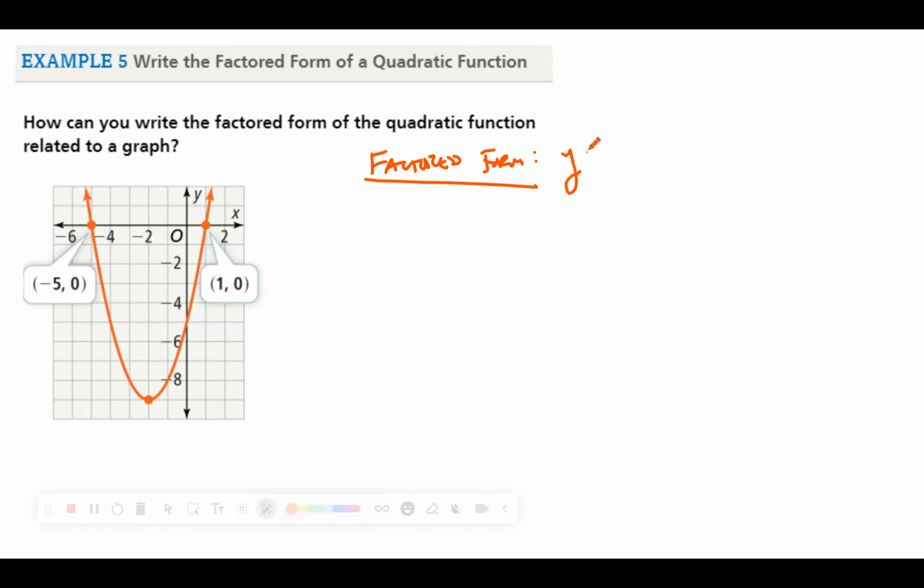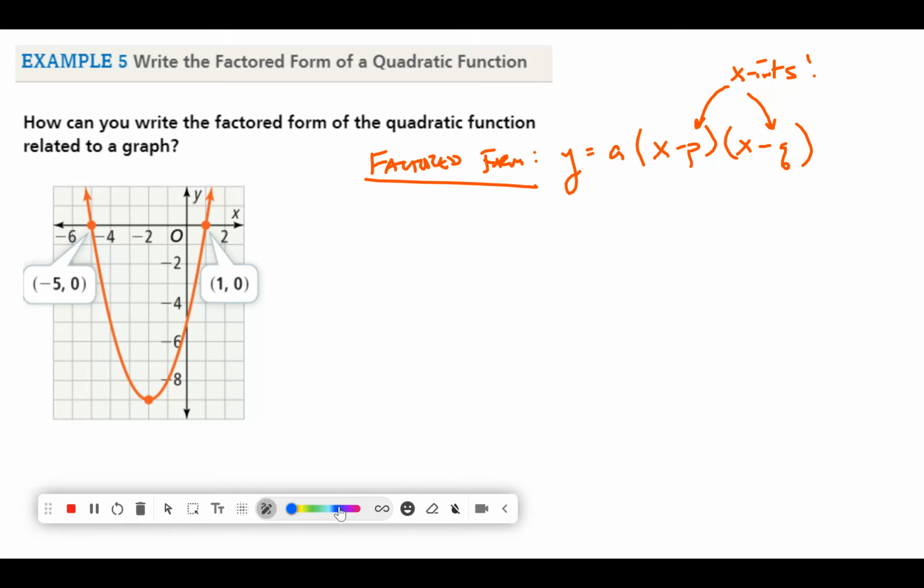Factored form is y, or f of x, whatever, equals a. So we still have that a value. We haven't really talked much about a, but there still could be an a value. (x minus p)(x minus q). The p and the q are your x-intercepts. Again, x and y is just some other random point on the graph, and then a is that a value that controls direction and shape.